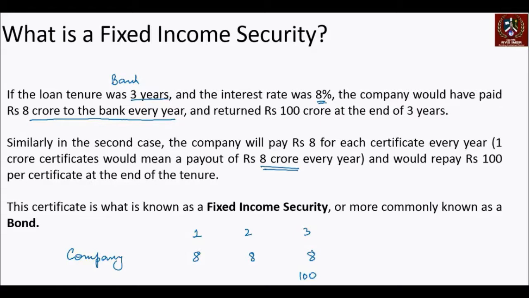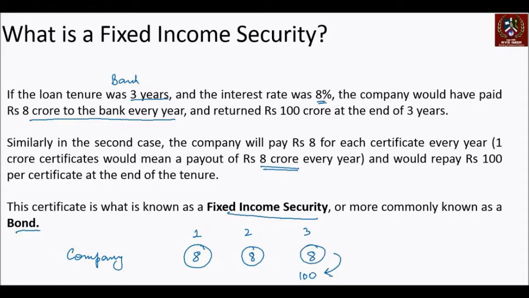Now, this is again going to be exactly the same payout as what the company would have made to the bank: 8 crore every year for the first 3 years, and at the end of the third year, you're going to pay the 100 crore back, right? The certificate that the company issued is what is known as a fixed income security, or more commonly as a bond, right? Why is it called a fixed income security? Because it's going to give a fixed income of rupees 8 every year till its tenure, and is eventually going to give back the 100 rupees at the end of the tenure, right?